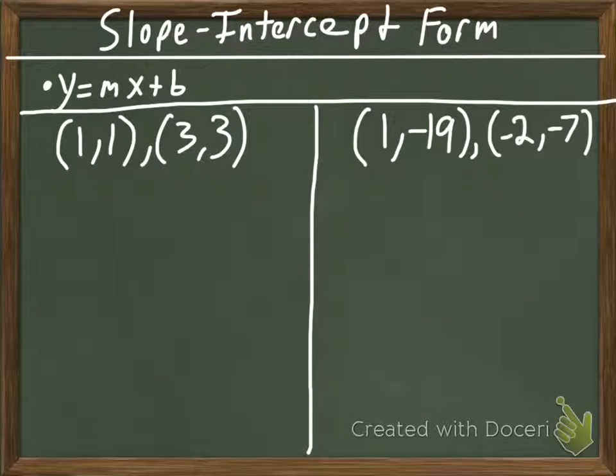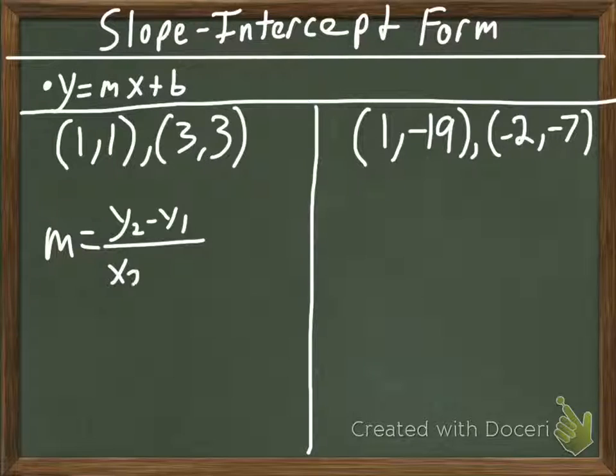So we're going to start with the slope-intercept form. If you remember, that's y equals mx plus b. And we also need to remember the formula to find slope. It's m equals y2 minus y1 over x2 minus x1. So we're going to use that to find our slope, and then after we find slope, we will solve the formula.